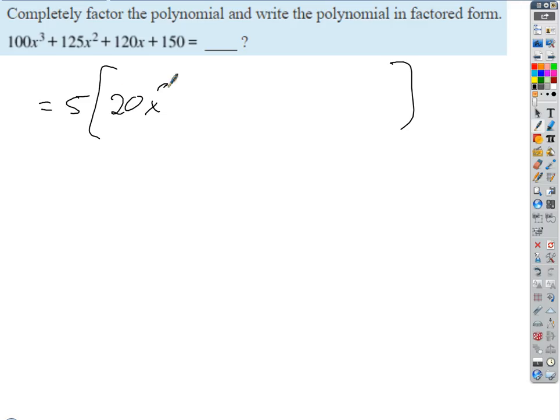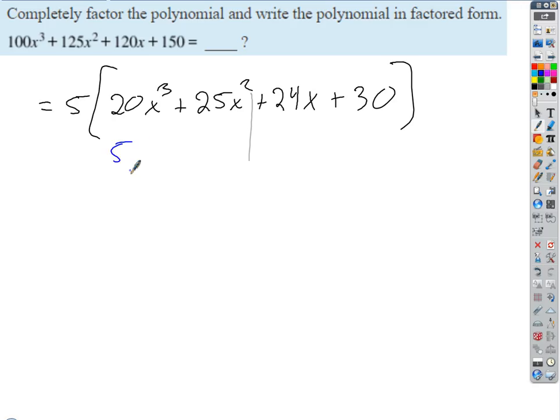20x cubed plus 25x squared plus, what's that going to be? 24x plus 30. Okay, make sense? So we've factored out the 5, made the numbers smaller, that's good. Now we'll split this down the middle, right, into 2 groups. So what about the first group? What's the greatest common factor of the first group?